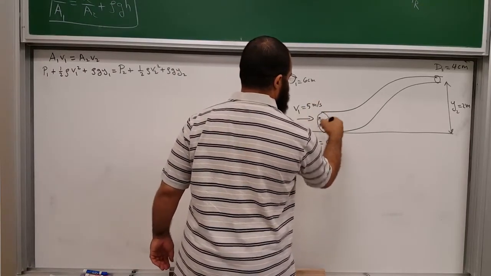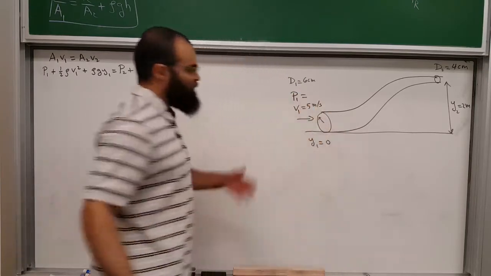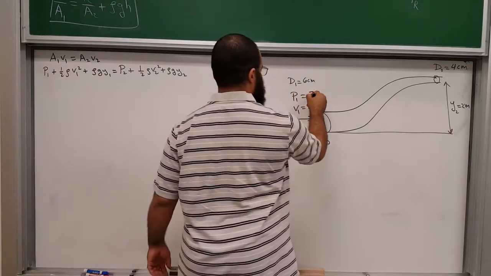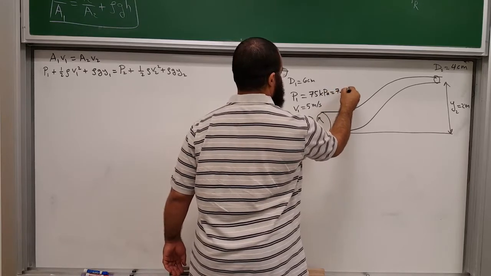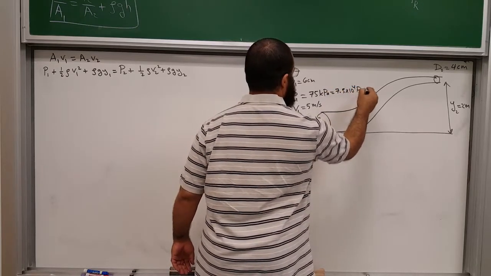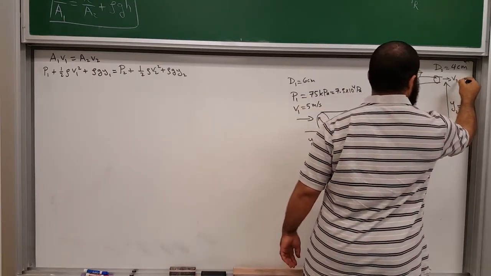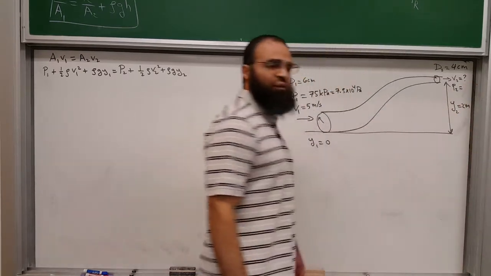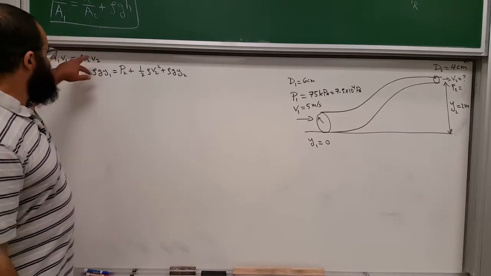And we're given the pressure here. We have a gauge that reads the pressure, P1. P1 is 75 kilopascals. That's 7.5 times 10 to the 4 pascals, or newtons per square meter. And the question would be, V2 here will equal what? And what is the pressure at the top there?